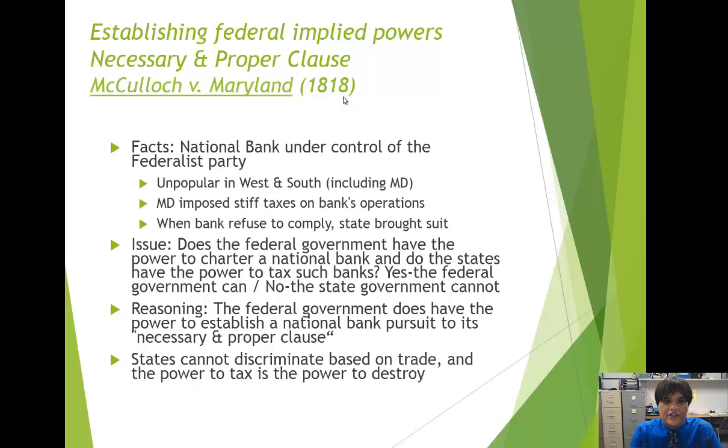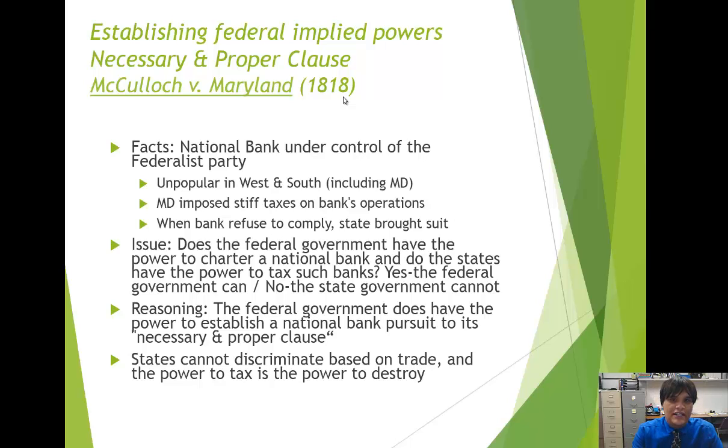So in McCulloch versus Maryland, the federal government wants to establish a national bank. Remember, the Federalists are the ones that tend to promote national government. They want more national government, and they favor more federal power. The Federalists at the time see that we should establish a national bank. The national bank will allow us to save our revenue, generate revenue in terms of loans, and also provide a stable money supply. So it's good for the nation. It's a win-win. It helps us economically.